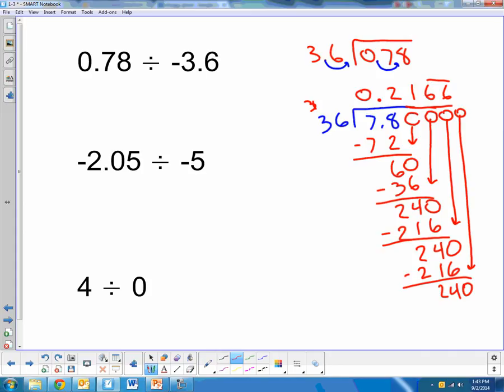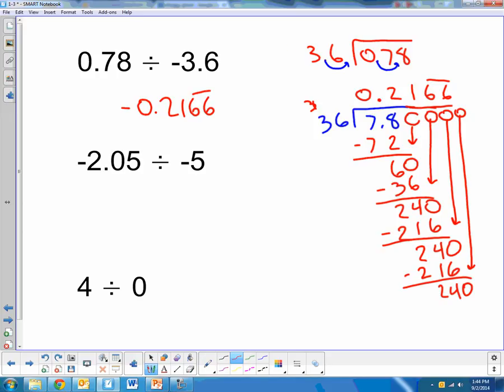So that one did work out to be a repeating decimal that we can handle. That was a long one. We do need to go back. We've got our answer, 0.216 repeating. However, we have a positive and a negative. Different signs, negative result.